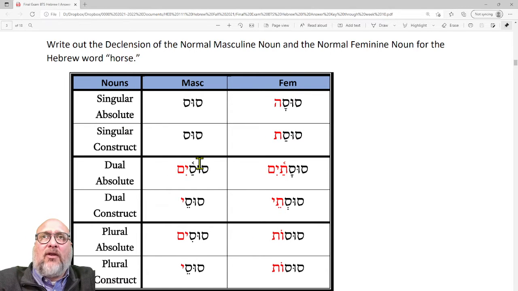If you're talking about two male horses, it's susim. If you're talking about two female horses, it's susathaim. So these are called dual endings. If you want to say two horses of, susay. And if you want to say two female horses of, susthay. That's your feminine dual construct.